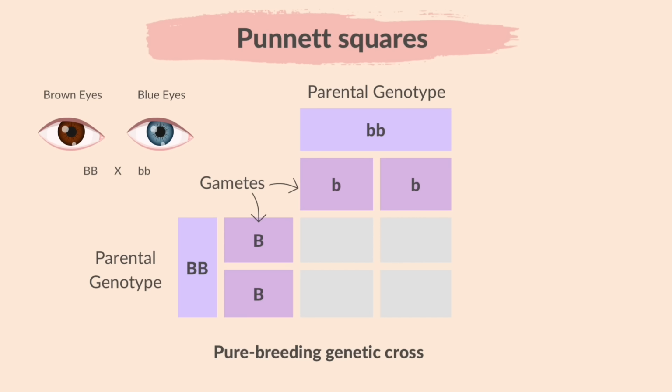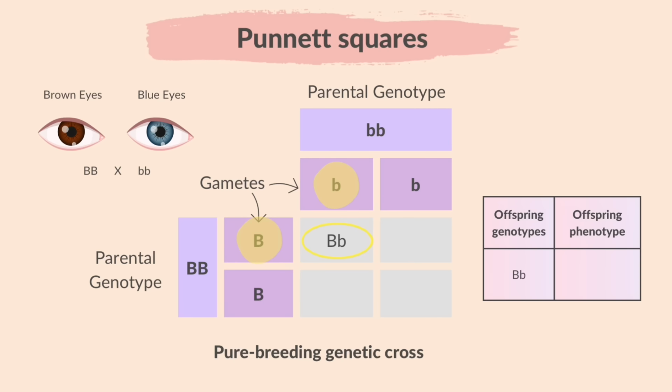Each cell represents a potential offspring's genotype. Please make sure to write the dominant letters first. The Punnett square will look like this. Here we will have capital B, lowercase b. So the offspring will have brown eyes, but this genotype is heterozygous. Here we will have capital B, lowercase b as well. Here we will have capital B, lowercase b. And also here we will have capital B, lowercase b.